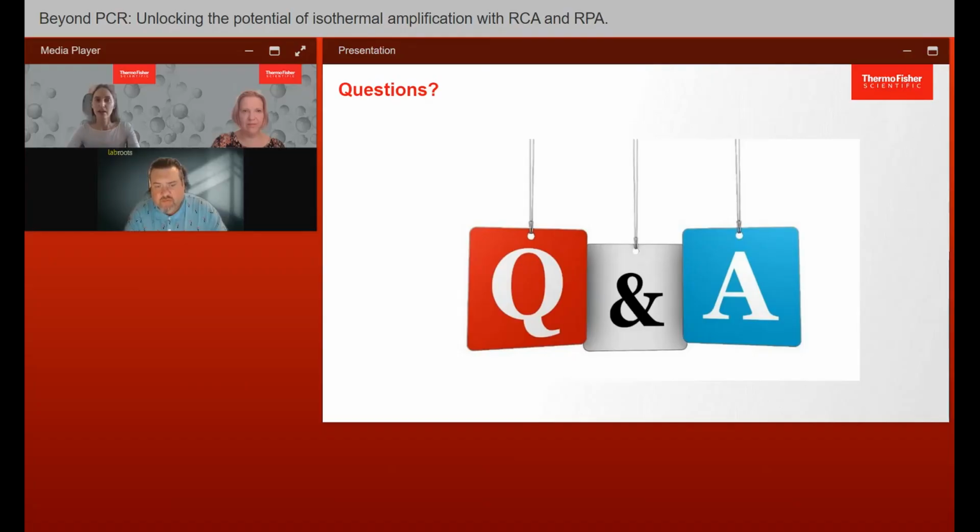And usually, with an RCA reaction, whether it's linear RCA or MP-RCA, we want to amplify everything that we have in our sample. While RPA is more used for amplification of targeted sequences, so it's similar to a PCR reaction. Yeah, I guess that's it. Okay.